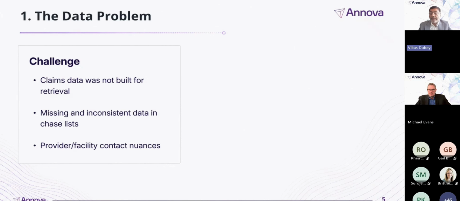All right, thank you. So we're talking about claims data not being built for retrieval, right? And then there are obvious data discrepancies, right? The NPI on a claim may be a group NPI, and as a result, the provider location is actually a lockbox. Good luck chasing data from there, right?